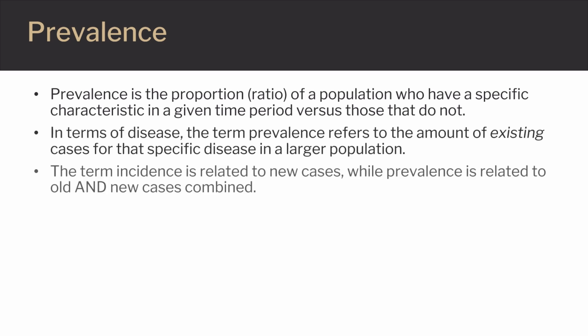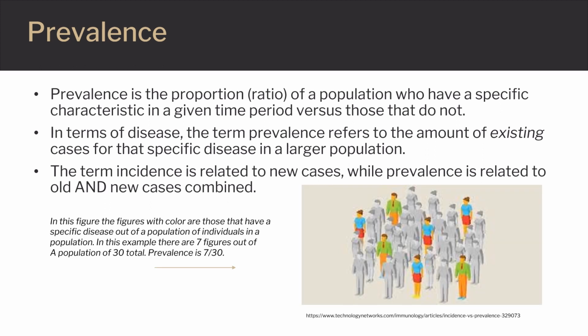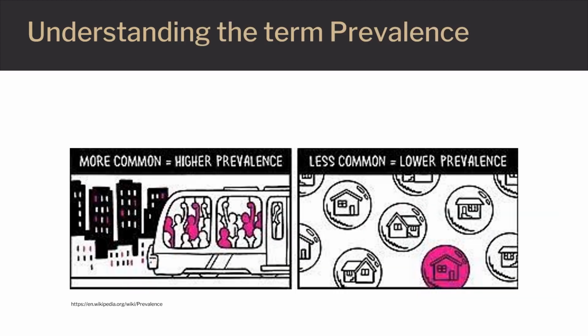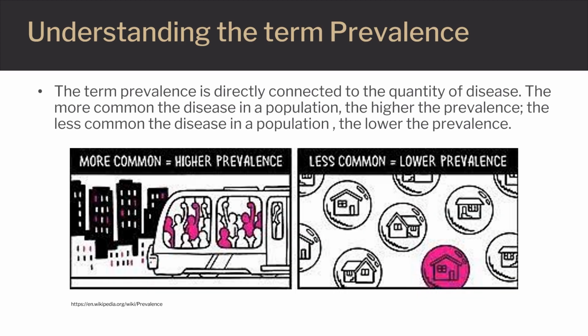Think of the term incidence as related to new cases, while prevalence, again, is related to old and new cases combined. This slide illustrates the term prevalence is directly connected to the quantity of disease. The more common the disease in a population, the higher the prevalence. The less common the disease in a population, the lower the prevalence.